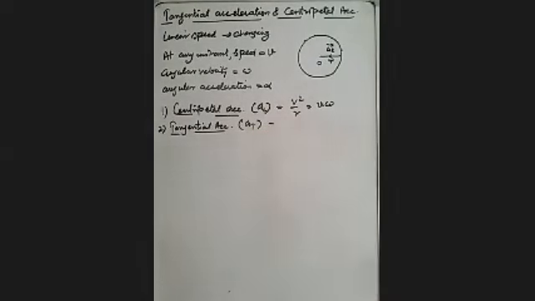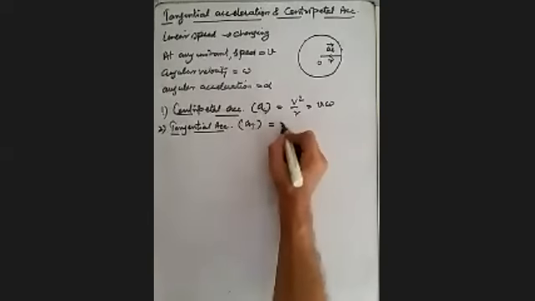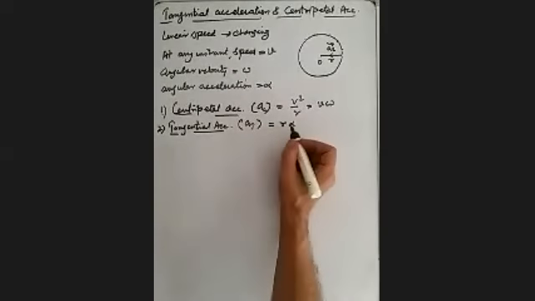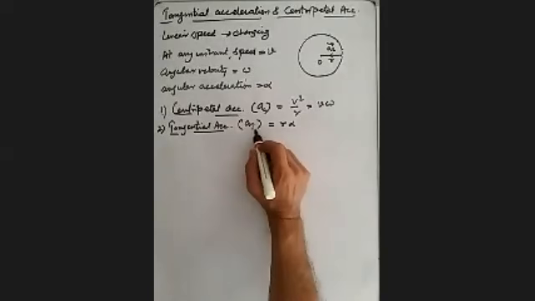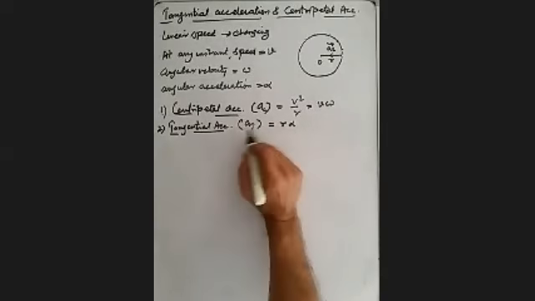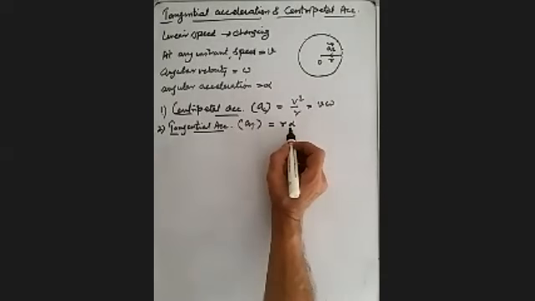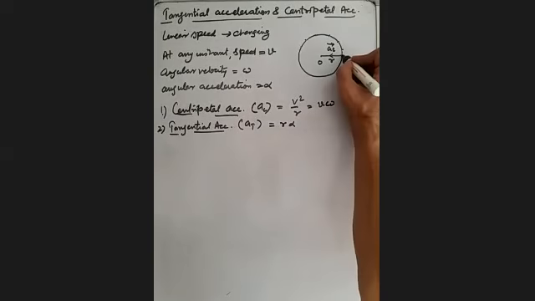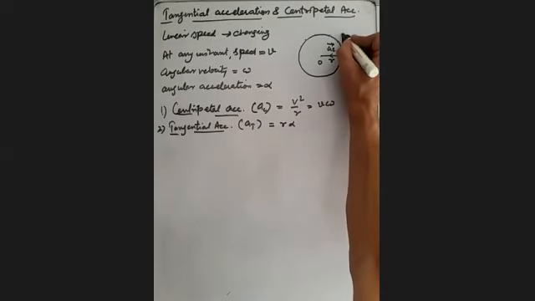So we have already got an expression for tangential acceleration: a_t = R alpha. We remember the relation between linear acceleration and tangential acceleration is equal to R into angular acceleration alpha. And the tangential acceleration always acts along the tangent to the circular path at any point where the particle is located.